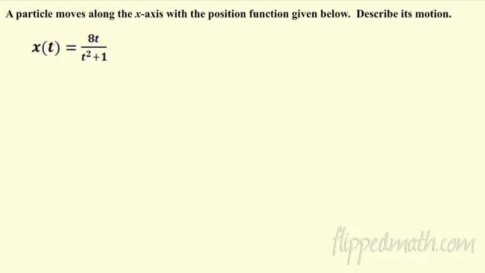So let's use this whole idea of derivative to talk about this particle motion thing. You've got this particle going left and right on the x-axis. Describe its motion. I'm actually going to use one of those sign charts to describe the motion. There's a position function. Let's go ahead and find the velocity, or the first derivative here.